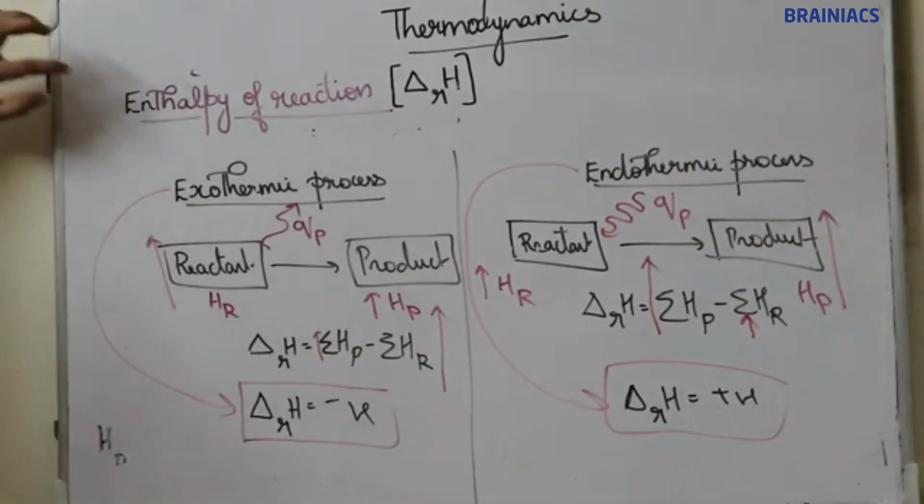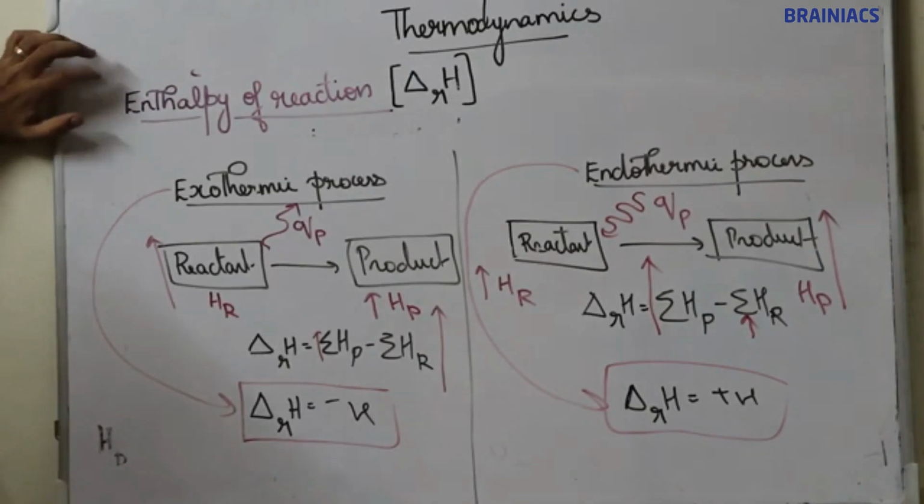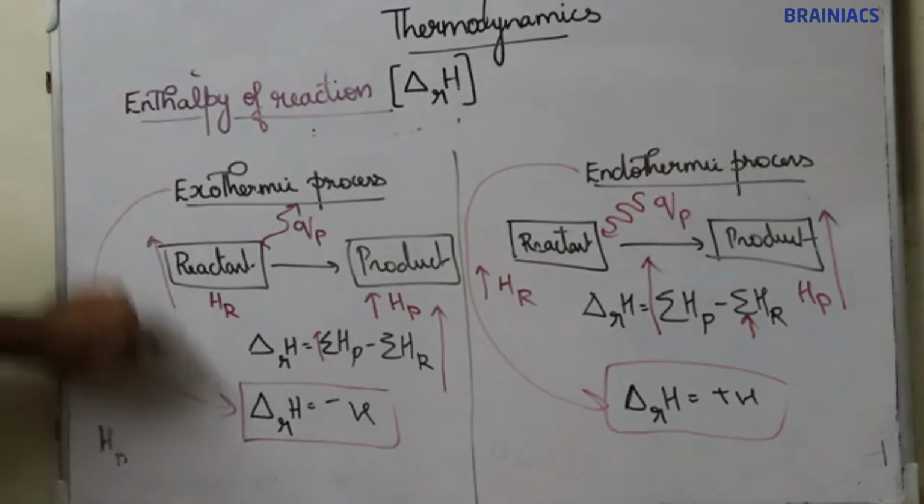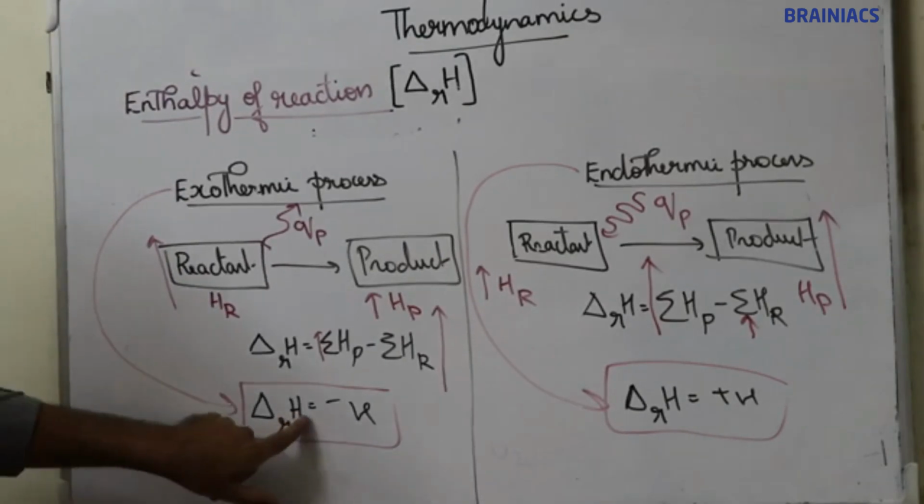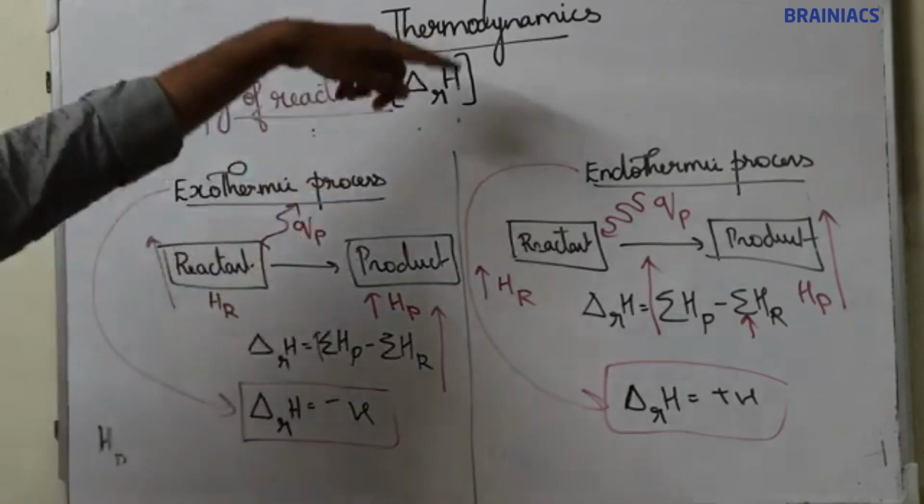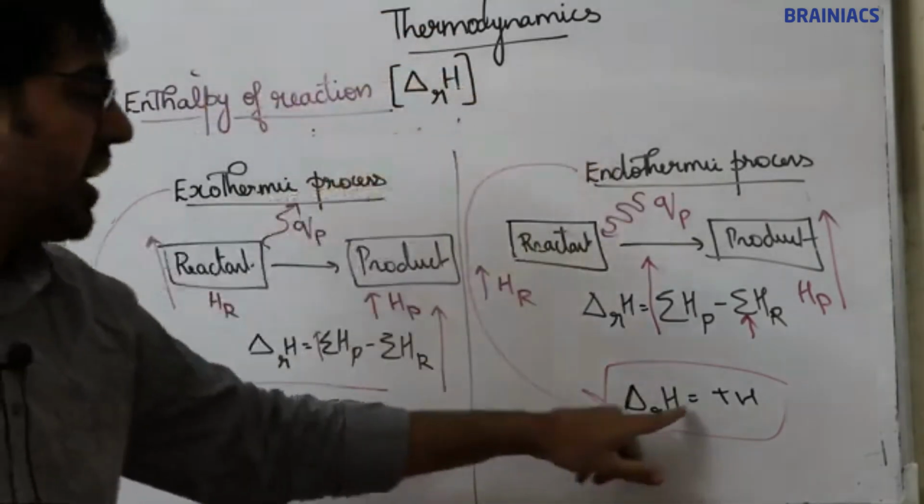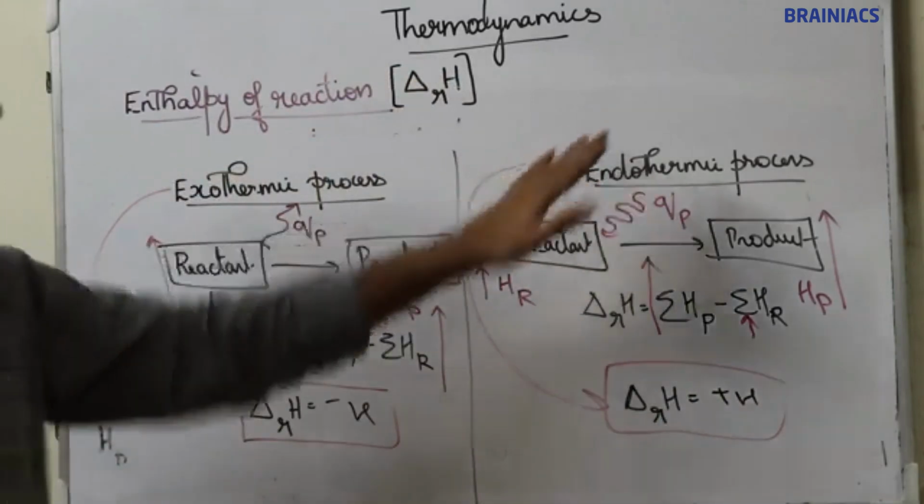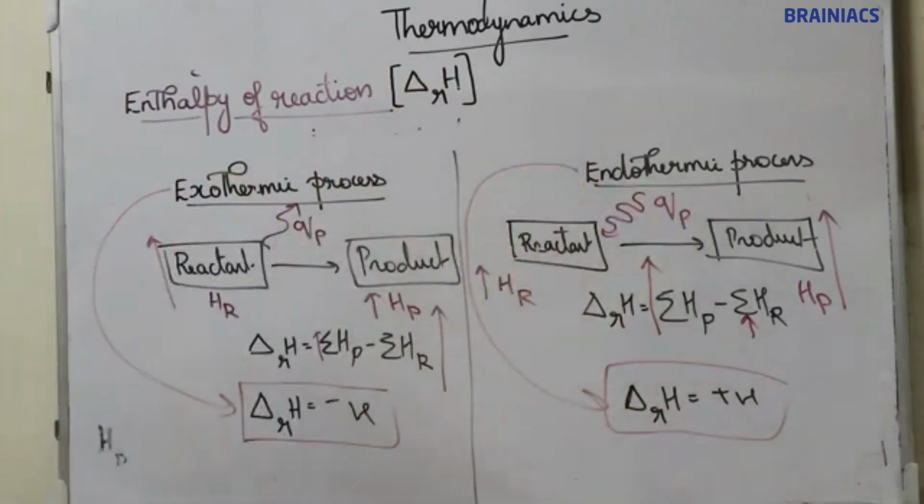So the enthalpy of reaction, delta HR, possesses two values, negative and positive. For an exothermic reaction, delta HR is negative. At the same time, for an endothermic reaction, delta HR is positive. Exothermic, delta HR negative; endothermic, delta HR positive. I think it's clear. Moving on to the next topic.